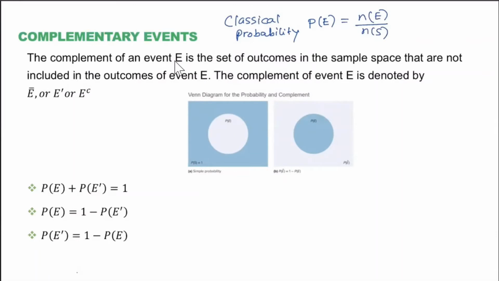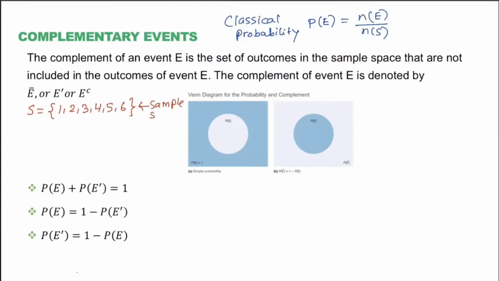The complement of event E is the set of outcomes in the sample space that are not included in the outcomes of the event. Let's understand the meaning of this first. For example, you are rolling a die. When you roll a single die, what are the outcomes? The possible outcomes are 1, 2, 3, 4, 5, 6. That is my sample space.